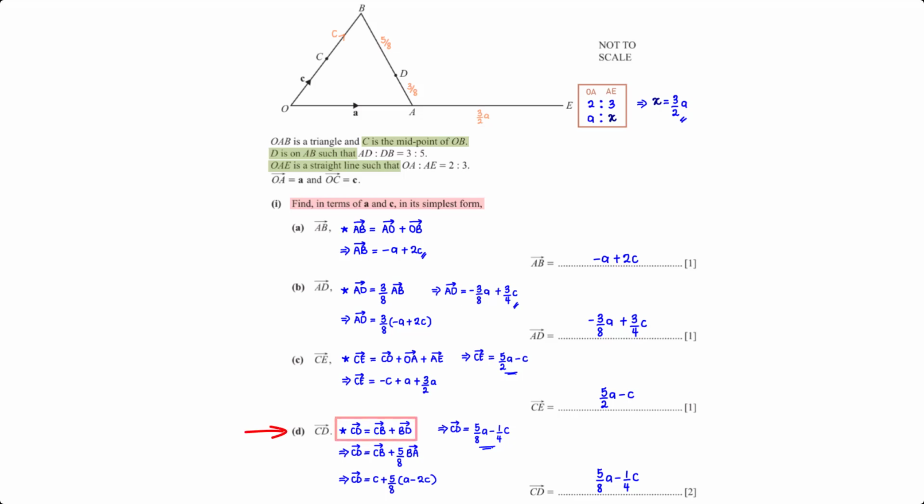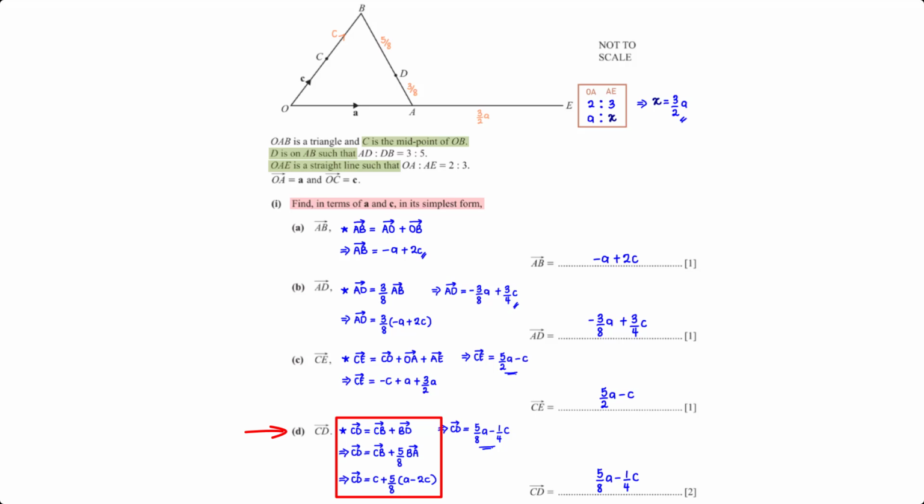Find CD. CD can be expressed as CB plus BD. CB is C and BD is 5 over 8 of BA. It's very important to note that since we are moving from B to D, we can only say BD is 5 over 8 of B to A, which is BA, and not AB.